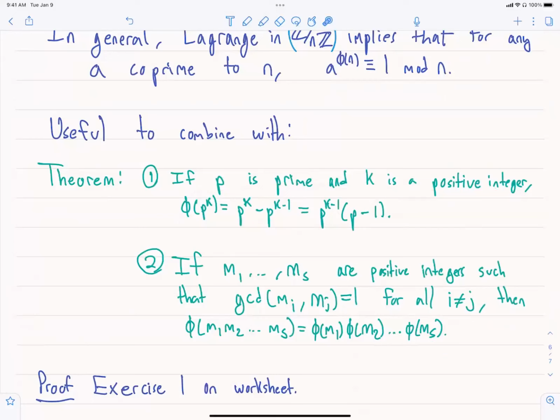And then the next thing is, if you have a bunch of co-prime integers, and you take phi of their product, it's just the same as the product of the phis. So combining these two facts, you can compute phi of n for any n in a fairly straightforward way. And we'll use this a lot on the worksheet. And giving a justification to this theorem is exercise 1 on the worksheet. So we'll talk about that more in class.